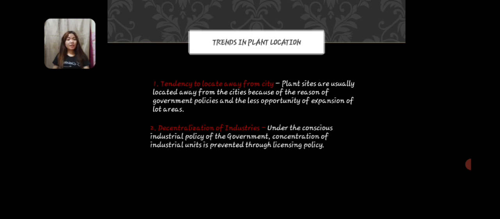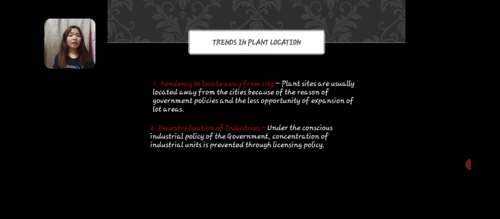Next, trends in plant location. Tendency to locate away from the city. Plant sites are always located away from the city because of government policies and the least opportunity of expansion of lot area. So, syempre, kailangan mong sumunod sa government policies.